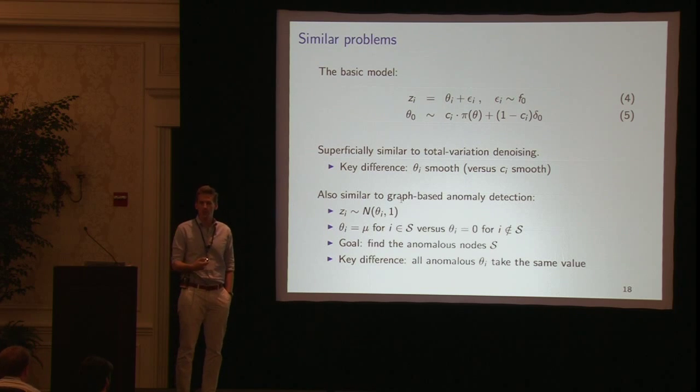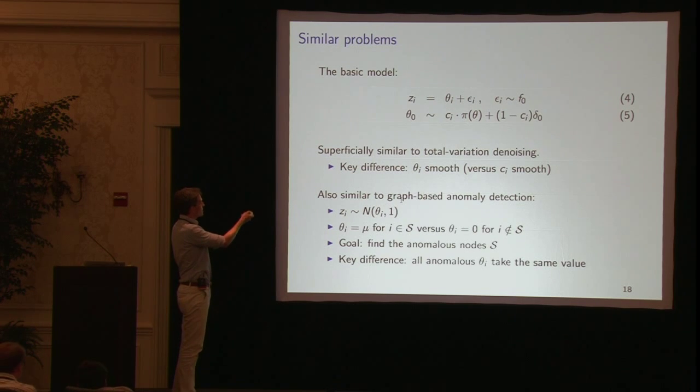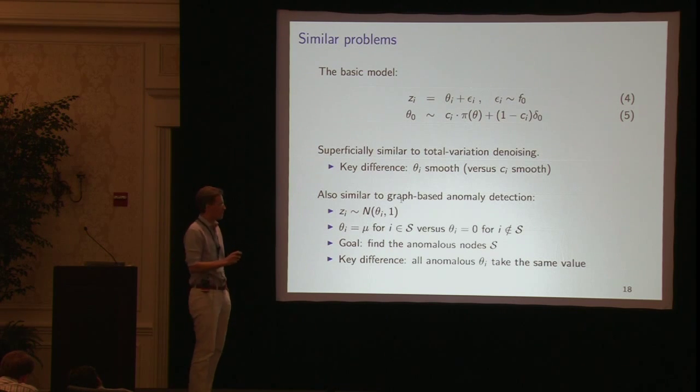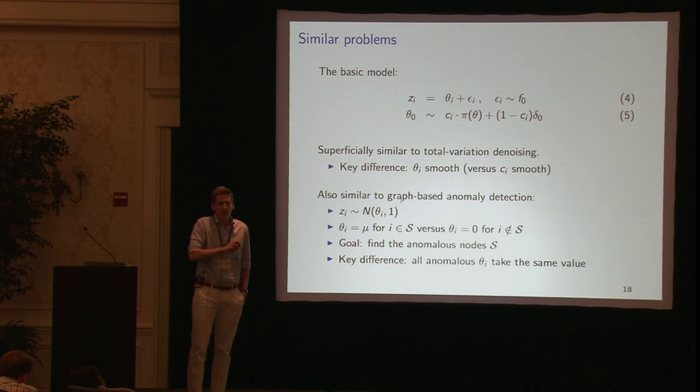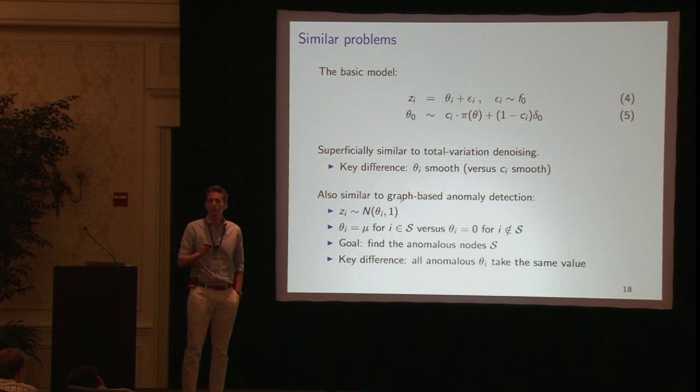This looks superficially similar to two things that you are probably familiar with. One obviously would be total variation denoising. If you think about this basic model here, the key difference looks subtle, but it's very important for the overall performance of the method. If you think about what total variation denoising would do, you would say the theta i's are smooth, right? And that's not what we're saying at all. We're saying that the c i's are smooth, which is something fundamentally different. So I could have a very, very rough image in theta i space.